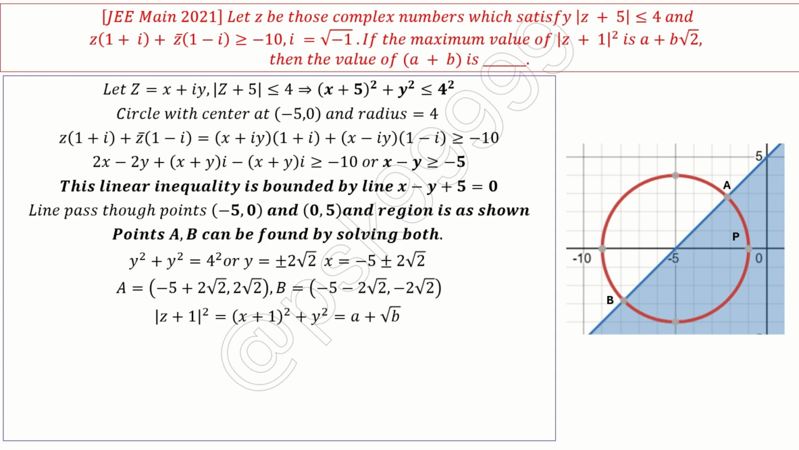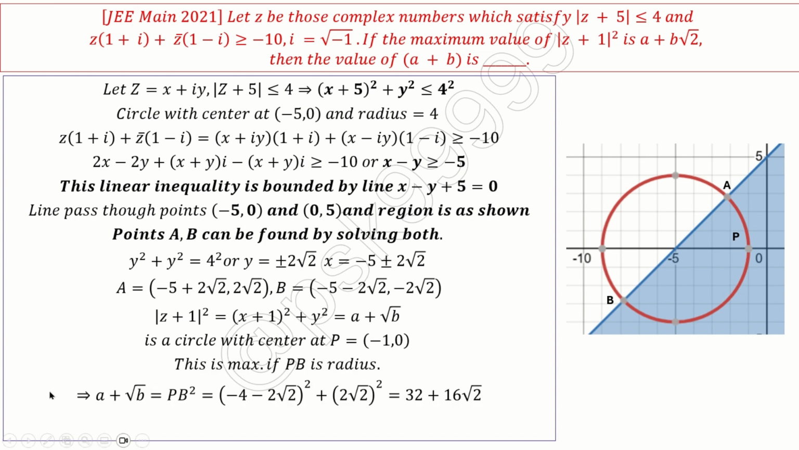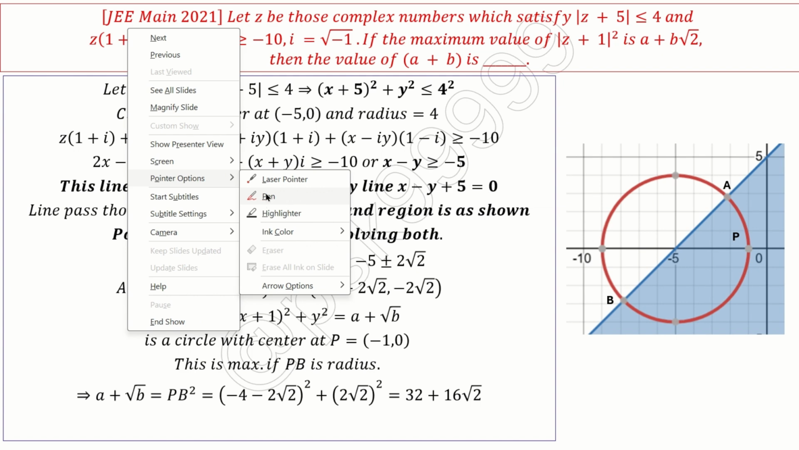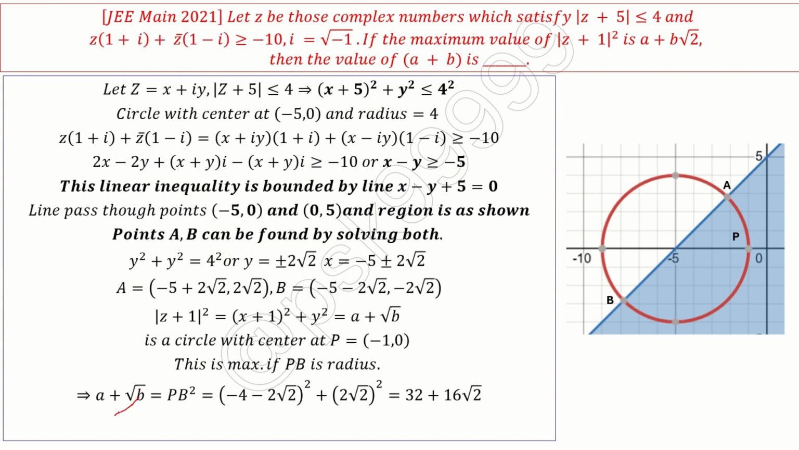PB is nothing but a plus b root 2. Sorry, not root b. A plus b root 2. Okay, so P is minus 1 comma 0 and B we know already. This is b root 2 actually, not root b. It's given as a plus b root 2. Okay, so we can write it as b root 2. So PB square is nothing but this value. Okay, so 32 plus 16 root 2.